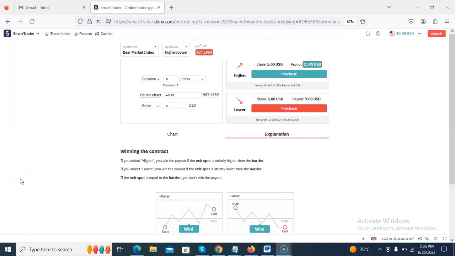In this tutorial, I am going to show you a winning Deriv strategy that you can use to trade on the Higher or Lower market type on your Deriv. This strategy is quite accurate and is what I have practiced for a number of weeks, and I am so happy to share it with you. So if you are ready for this strategy, let's dive into it.